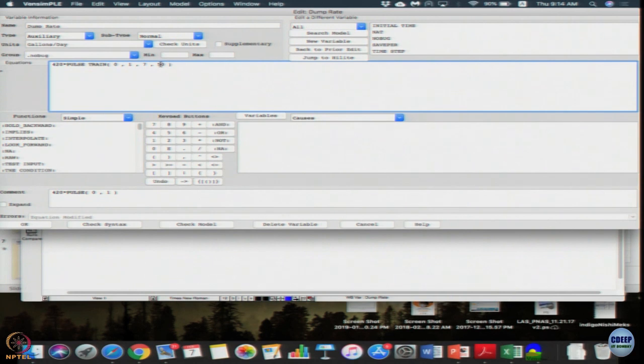After 50 time units pass, no more dumping happens. Okay, so that is a very simple model that we have. It is called pulse train, you can look it up in the help file. So, every week 420 gallons is dumped.